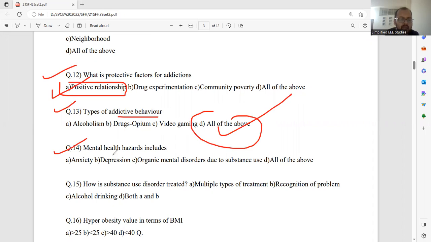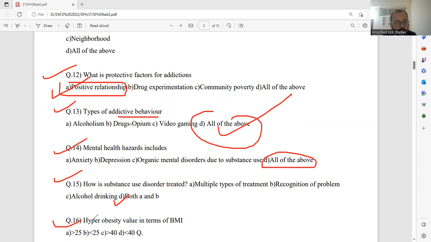Question number 14, mental health hazards include anxiety, depression, organic mental disorders due to substances, all of the above. I would like to select all of the above. Question number 15, how is substance use disorder treated? Multiple types of treatment, recognition of problem, alcohol drinking, both A and B. I'm strongly going for option D, because substance use disorder is treated with multiple types of treatment and recognition of the problem.